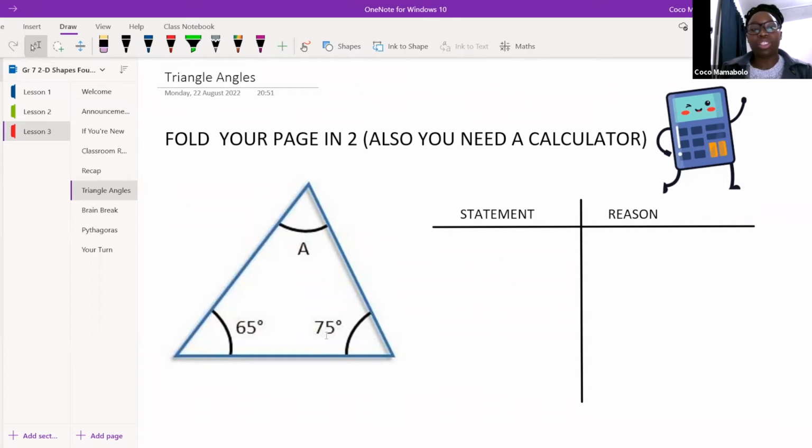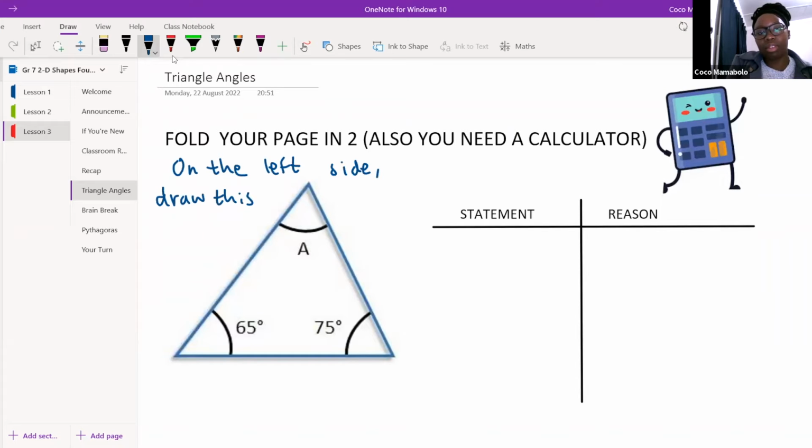All right. And as soon as you've folded your paper, I want you to draw this triangle. On the left side, let me write this. On the left side, draw this triangle on the left-hand side. Okay. And when you're done doing that, I want you to put the little party guy emoji in the chat. Only when you're done. Okay, I'll give you guys a couple of minutes.